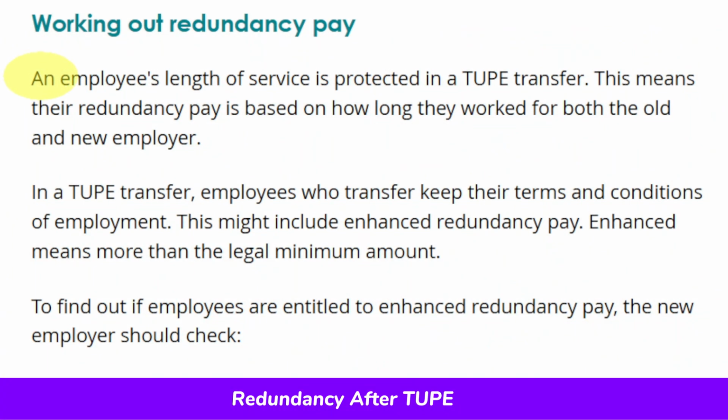Now let's understand how to work out the pay. An employee's length of service is protected in a TUPE transfer. This means their redundancy pay is based on how long they have worked for both the old and new employer. In a TUPE transfer, employees can keep their terms and conditions of employment. This might include enhanced redundancy pay. Enhanced means more than the legal minimum amount.